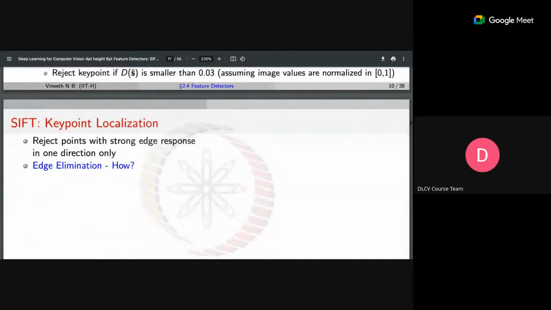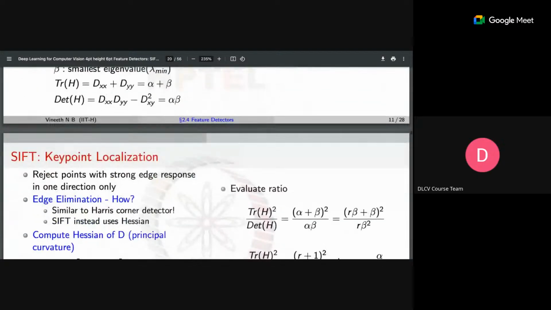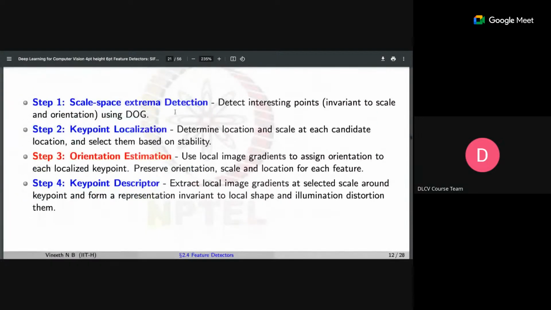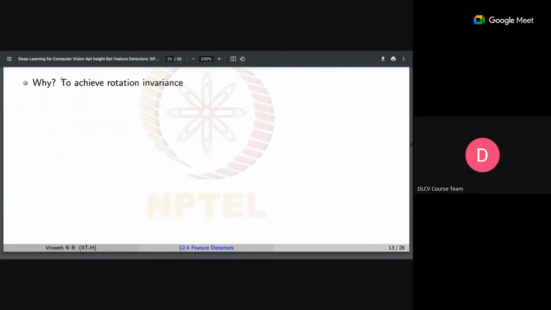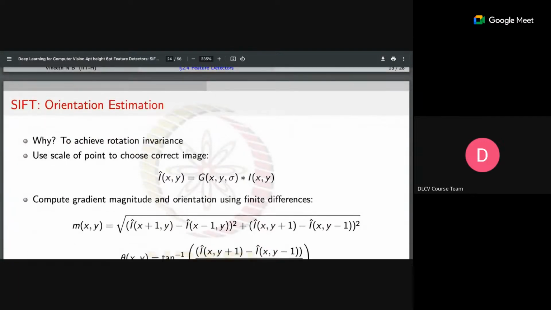And once you have done that, assuming you have got the key points in your image, we go to the next step, which is orientation estimation. So now you want to achieve rotation invariance, so that whatever features you get after the SIFT algorithm you apply are invariant to rotation. Whatever rotation you do, your features won't change.